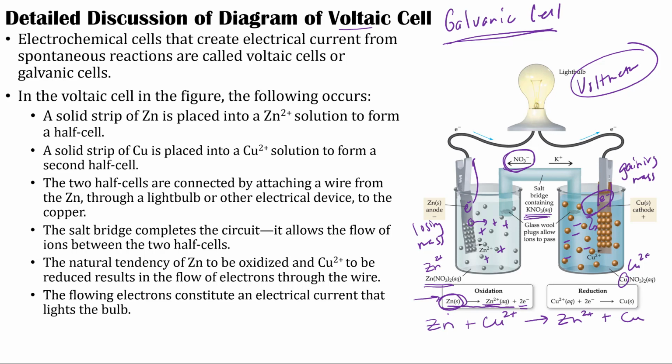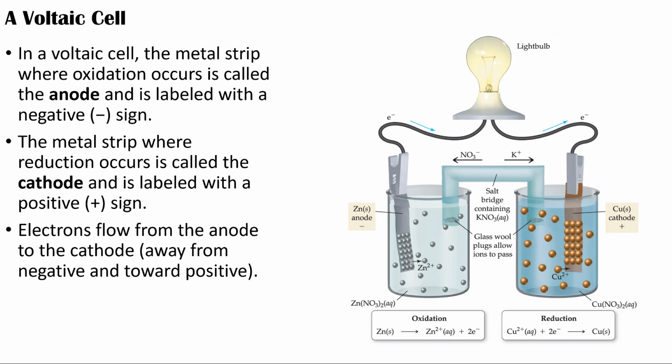And the negative ions will travel down this way to neutralize all that built up positive charge. And the positive ions will come down this way to neutralize all the negative charge. Because remember, what we're doing is we're losing positive ions over here, and we're gaining positive ions over here. So we have to make sure that those charges stay constant, or the battery, the galvanic cell, would just die after one transfer. So the electrons here that are flowing across the wire constitute an electrical current, and it lights up the light bulb. So a closer look at the voltaic cell.